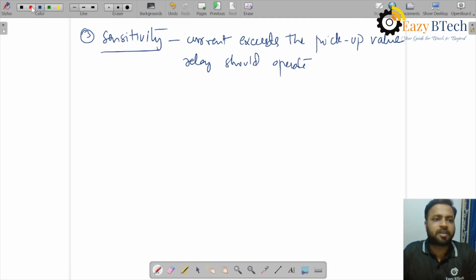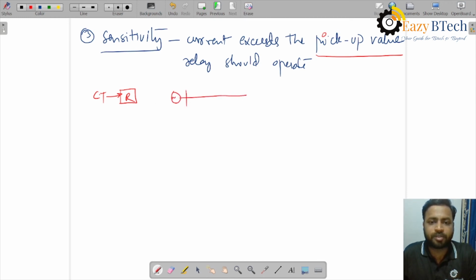So what does this mean? What does this pickup value mean? I have not defined so far what is pickup value. So let me take an overcurrent relay for simplicity. We have this overcurrent relay. It is fed from a CT. So when the CT secondary current goes into the relay, it is connected like this.